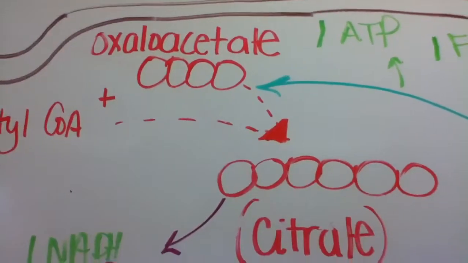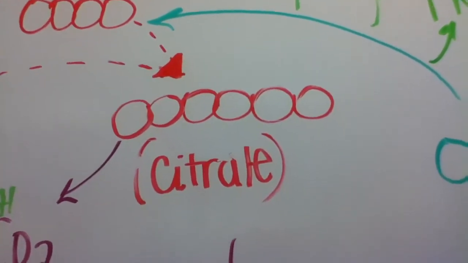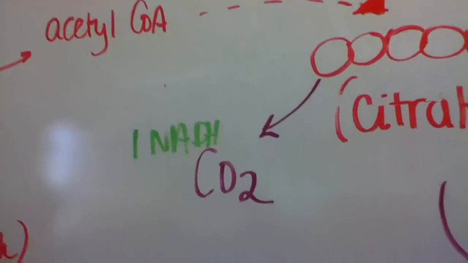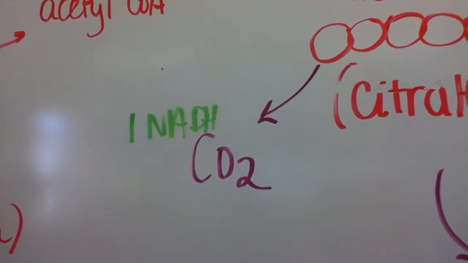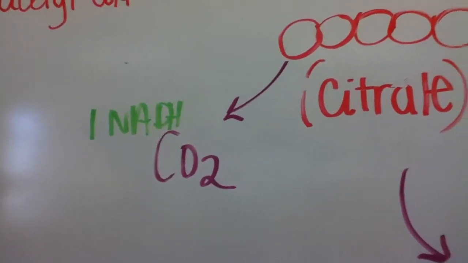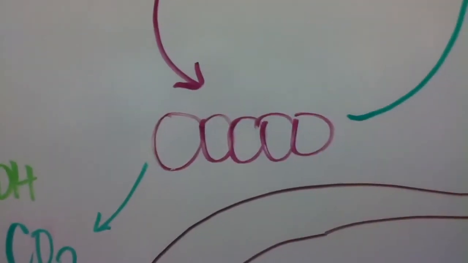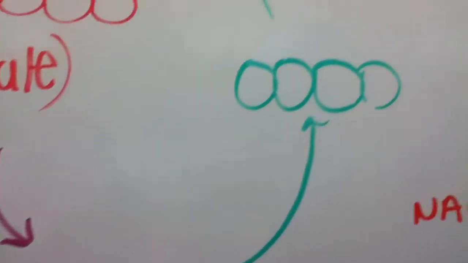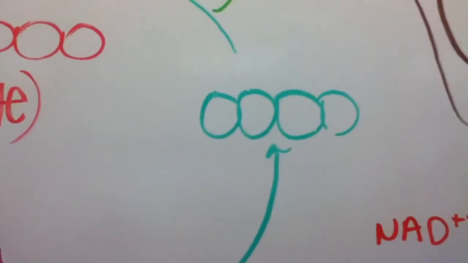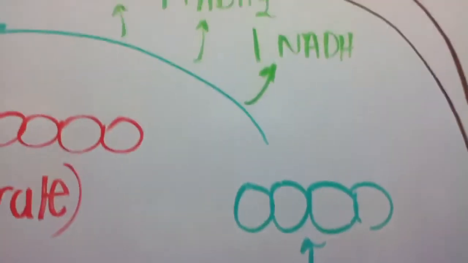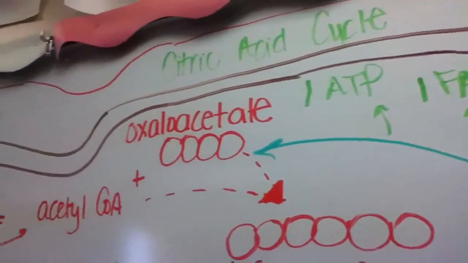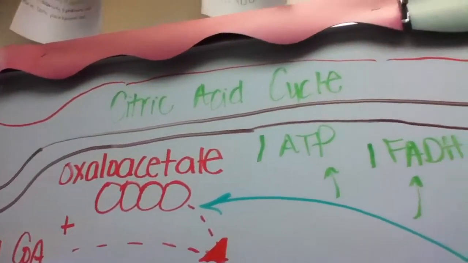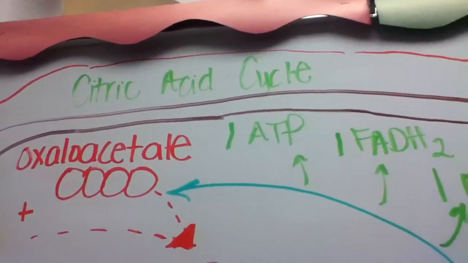Cannot pronounce these words. Which then becomes citrate, which is a 6-carbon molecule, which then loses one NADH and a CO2, becoming a 5-carbon molecule, which then loses those two things, and then becomes a 4-carbon molecule, and then loses all this stuff, going back to the beginning, becoming the citric acid cycle.